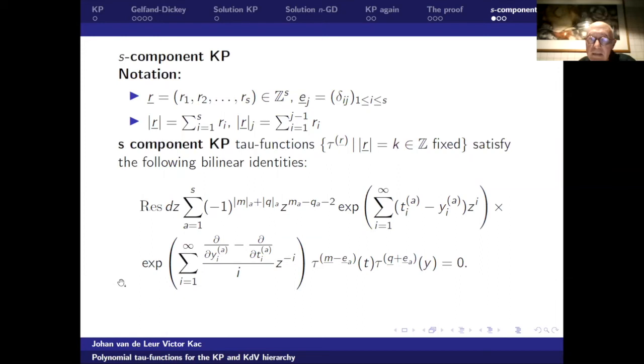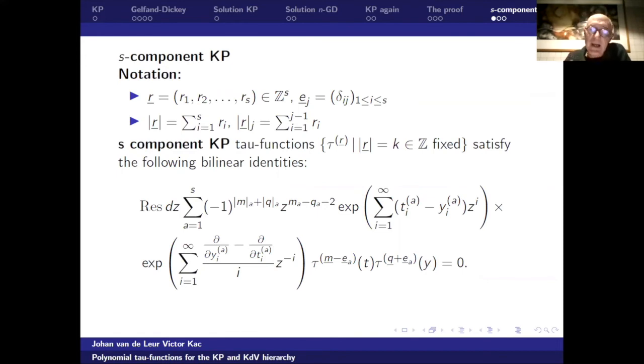So it's a bit similar. In the one component case, this S was 1, so you have only one of these infinite time flows. But here we have S of these infinite time flows. And there was only one tau function, but here is some combination of tau functions, and you have to sum this. So this collection of tau functions are related, and you want to find all polynomial tau functions that satisfy this equation.